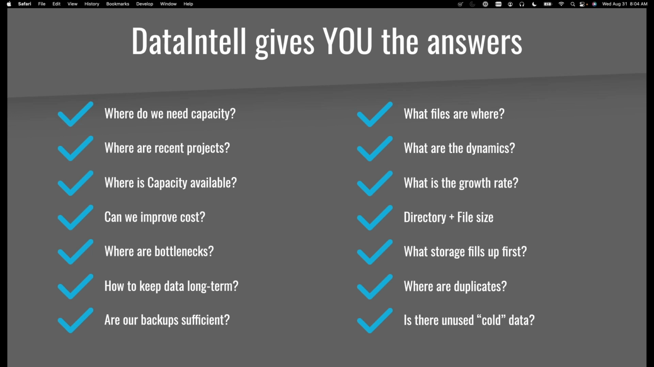We have a mission to help organizations better understand all these questions, which usually have no answers. Let's look at some examples. Where is a recent project? Does this project have data in the cloud? Do we have files in our archive for this project? Can we improve cost? Do we have a lot of duplicated files in the cloud that we're paying for monthly? Do we keep cold data in our most expensive storage? What files are where? Do we have a way to search for files scattered in all our data silos?